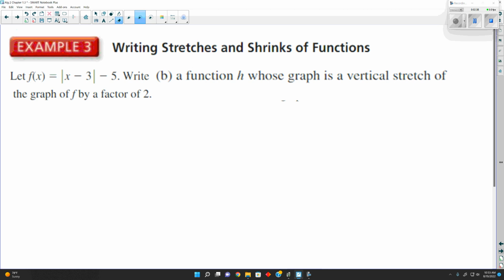So let's look at the first one here. We want to use this function here and rewrite it. Rewrite a function h whose graph is a vertical stretch of the graph of f by a factor of 2. So what we're saying is that we have h of x is equal to, since we're talking about a vertical stretch or shrink, a times f of x, where a is the value of the stretch or shrink.